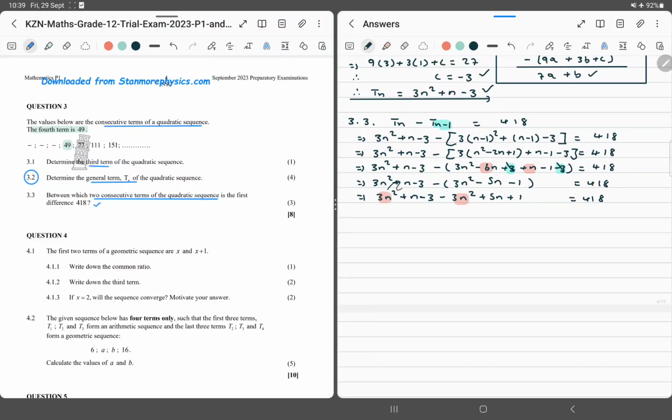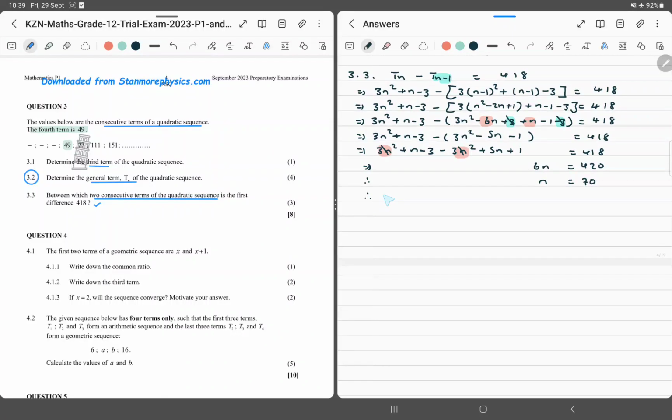Again, we have a situation. So when these situations keep happening, you know you're doing the right thing. But if they're not happening, be careful. So this is 5 plus 1, that is 6n, equals, this is minus 3 plus 1, that is minus 2. We transpose here, we get 420. Therefore, n is equal to, let's see, 420 divided by 6 is 70. So can you see, when we plug 70 where n is, this is 70 minus 69. So we can say, therefore, 418 is the difference between T70 and T69. Now that answer is complete.